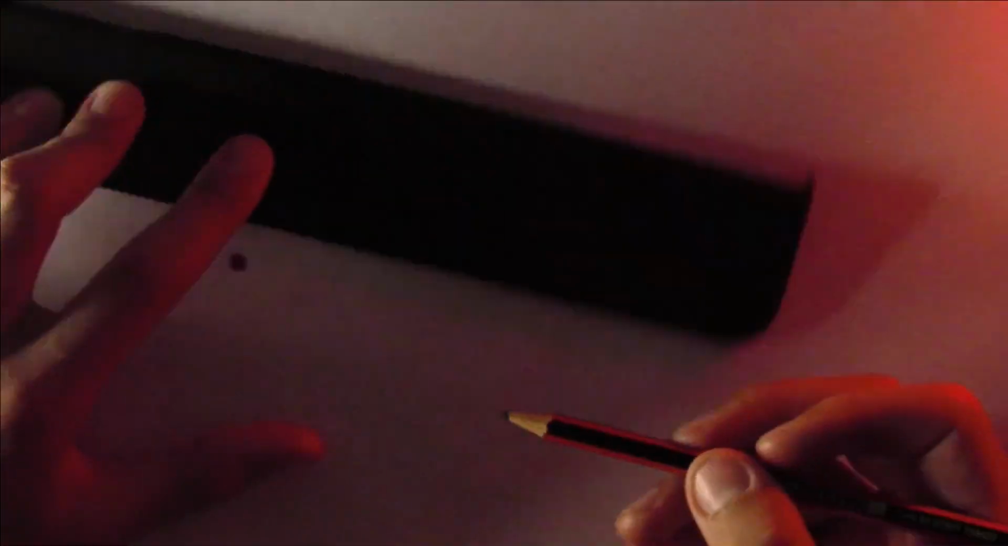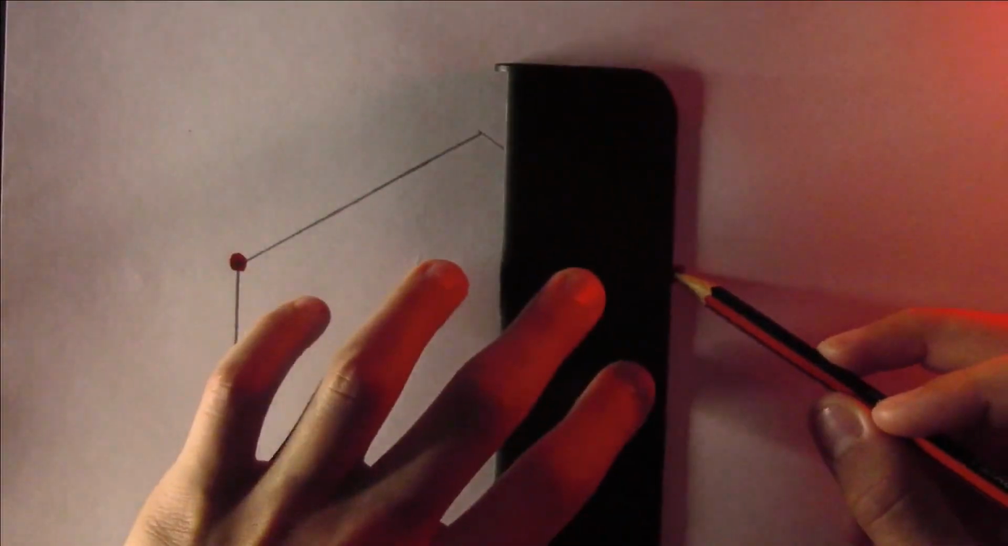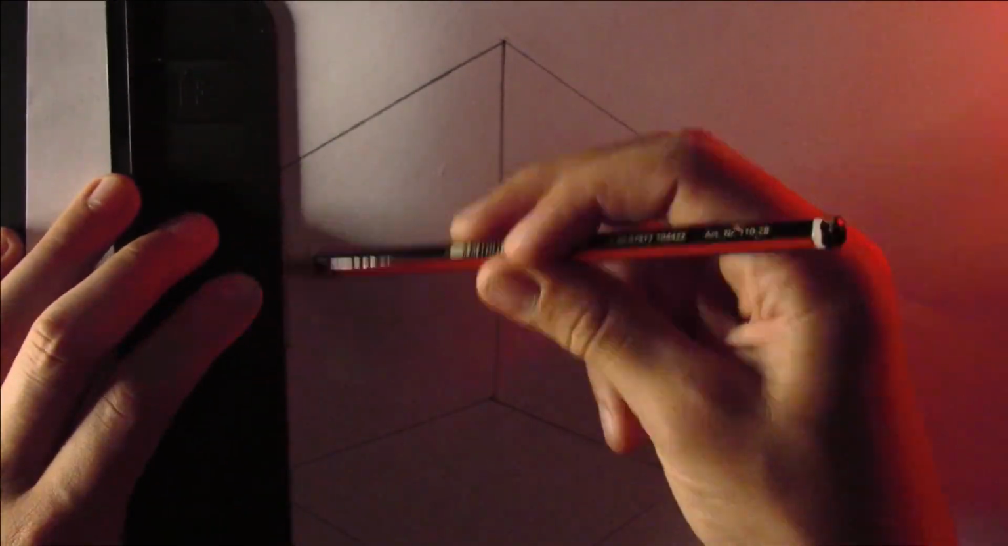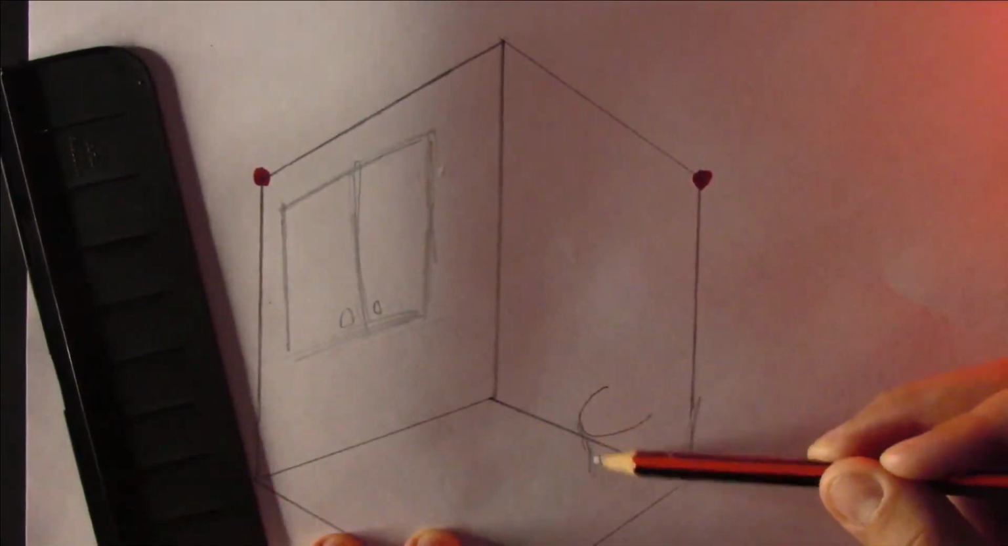Okay, we already saw how to use simple vanishing points, but there are also drawings with more than one vanishing point. For example, here I am drawing a simple bathroom using 2 vanishing points.